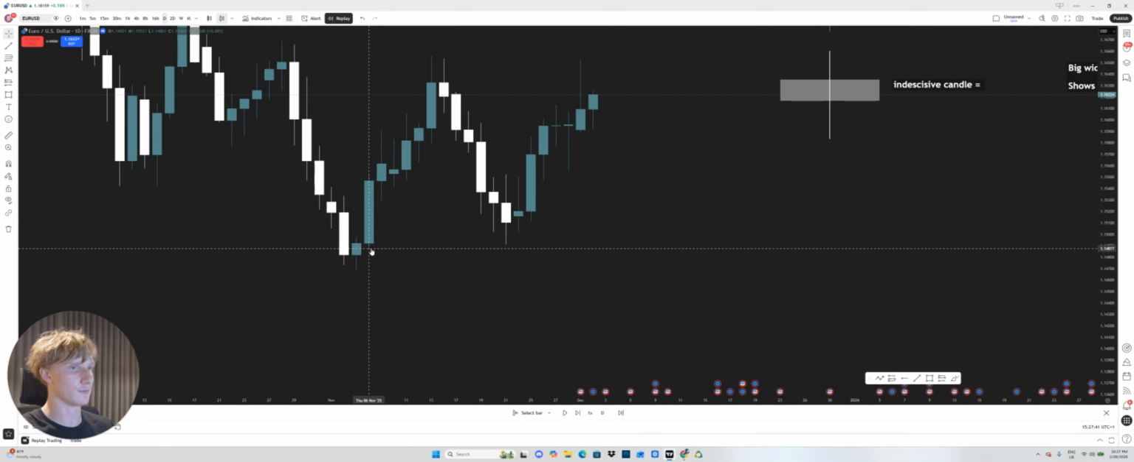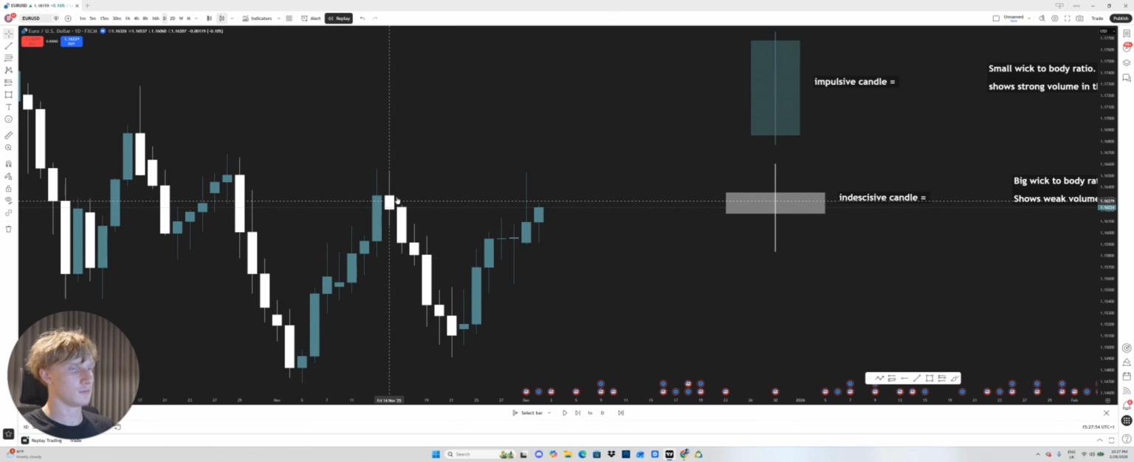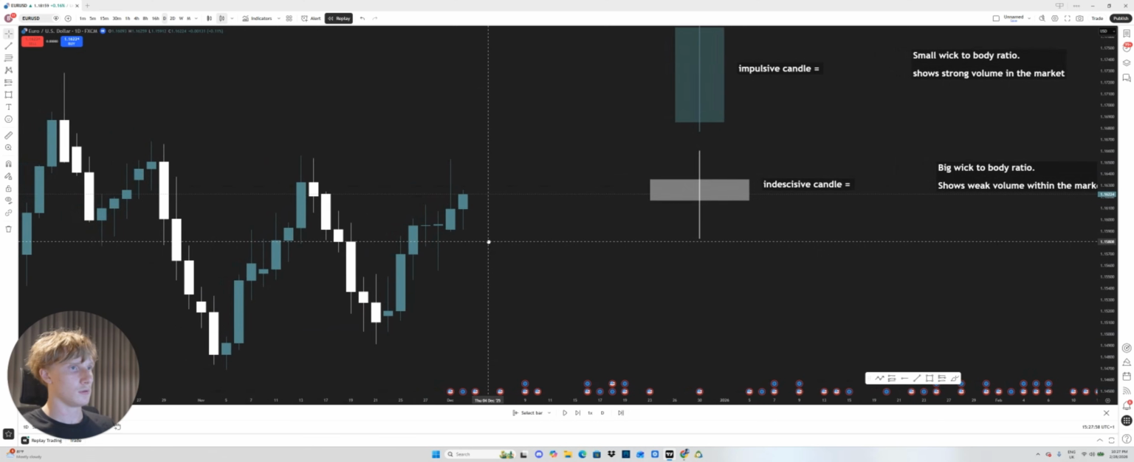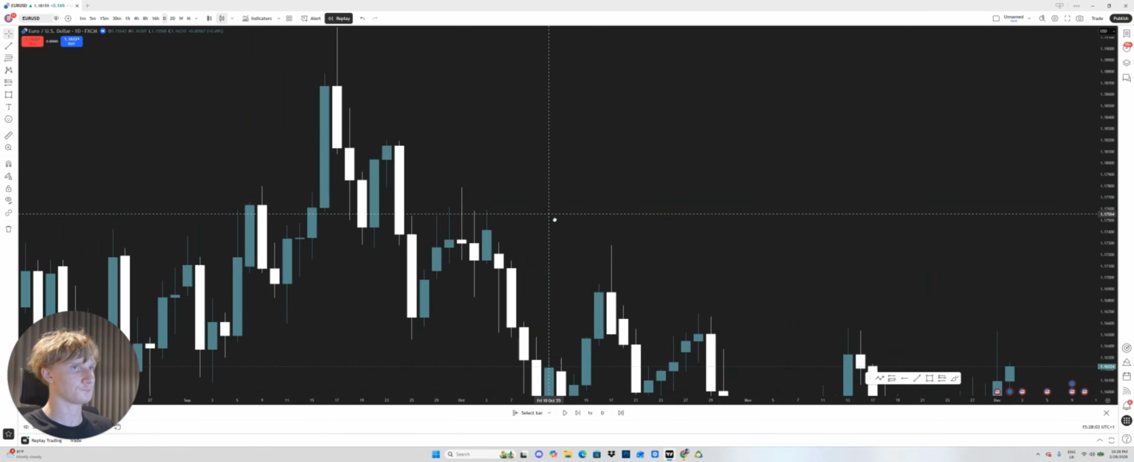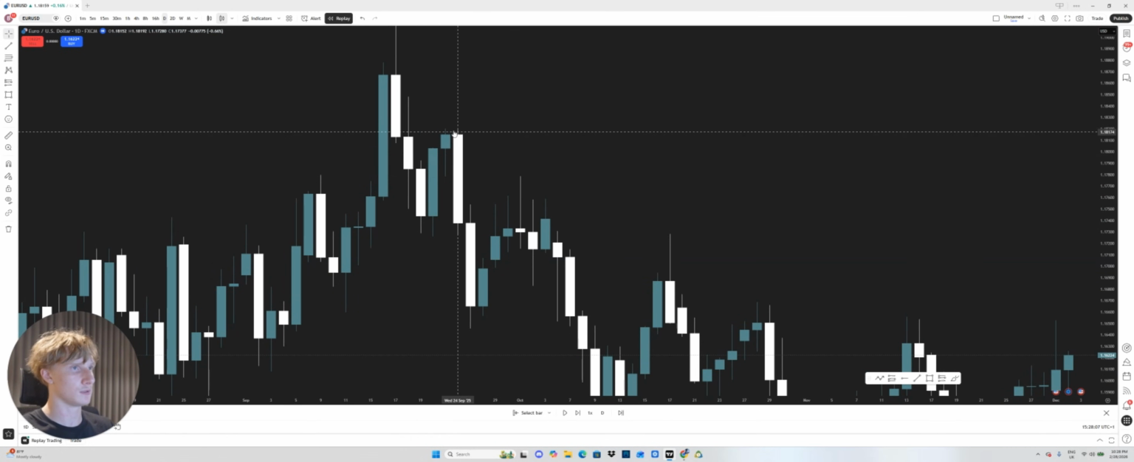If we take a look at this candle right here, this would be an impulsive candle, right? Because we can see that the body in comparison to the wicks is much bigger. This one right here, indecisive. These ones right here, very indecisive. This one, still indecisive. This one, impulsive, right?